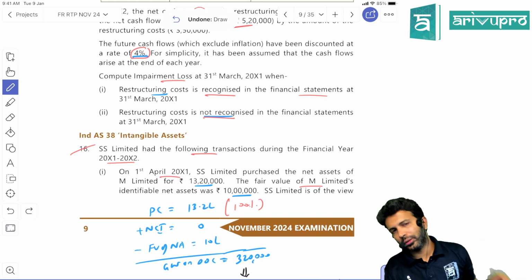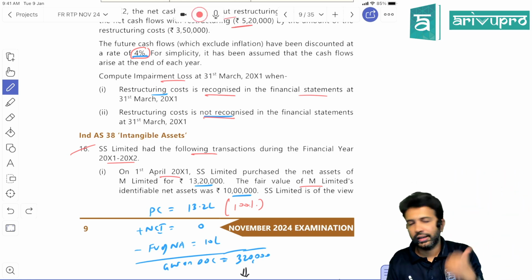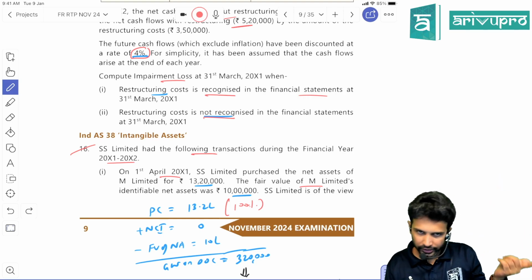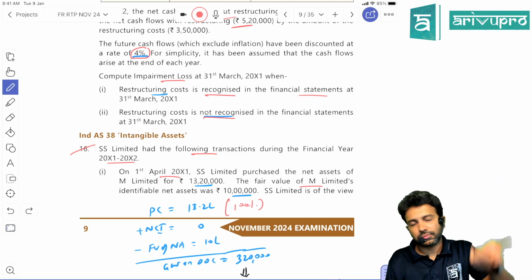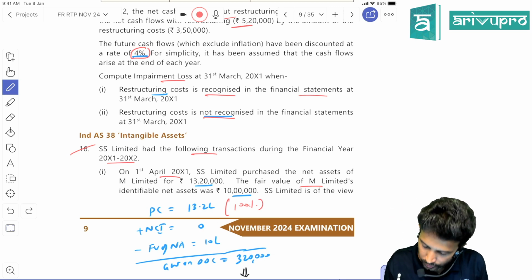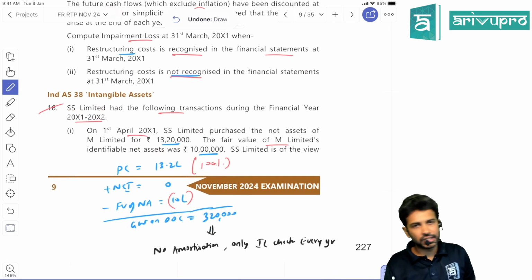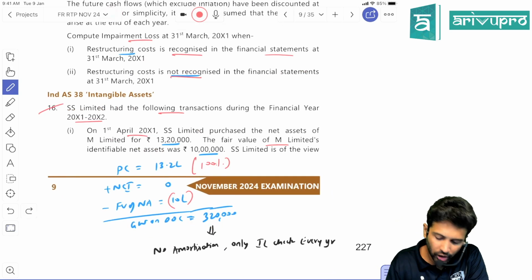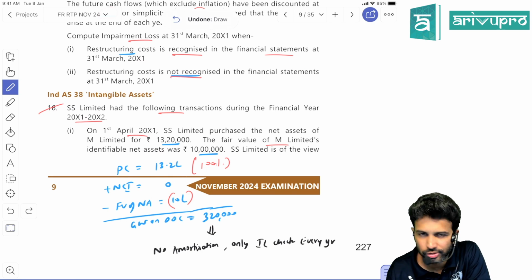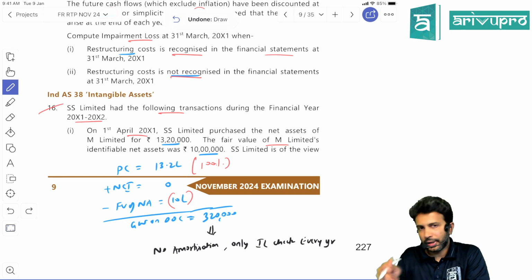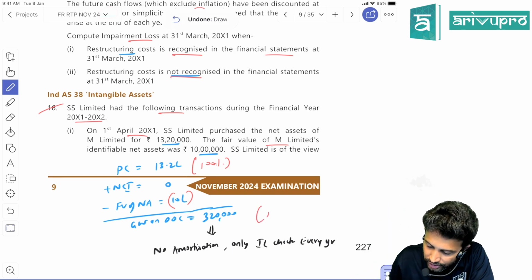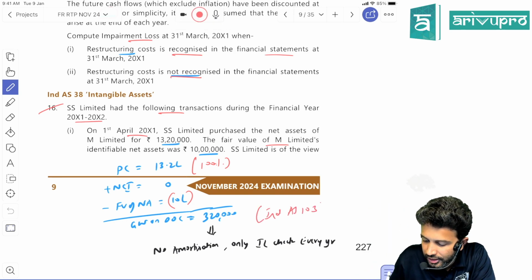So how do you calculate goodwill? PC, then add the non-controlling interest value, which in this case is 0. Reduce net assets on the date of control, which is given to be 10 lakh. So 13,20,000 minus the fair value of net assets on the date of control, which is 10 lakh. So goodwill on the date of control, you will get as 3,20,000. And we have already studied this particular goodwill, which arises as part of Ind AS 103 business combination. Do you amortize it? No.